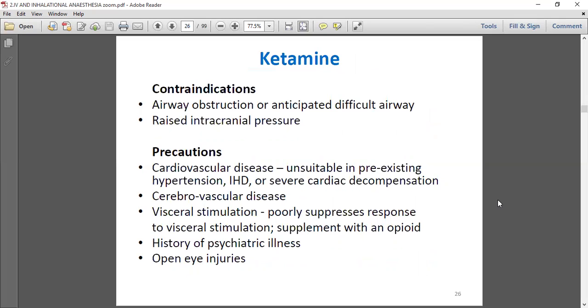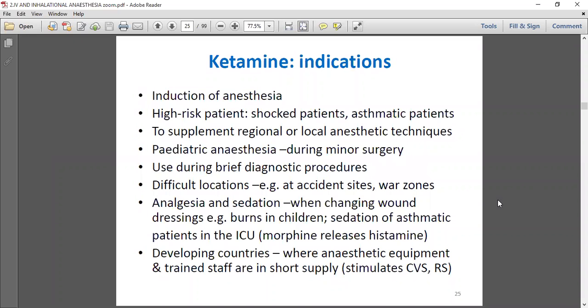So ketamine, the contraindications of ketamine: airway obstruction or anticipated difficulty in the airway, and raised intracranial pressure. Remember, when you have raised intracranial pressure and you give it, the drug itself causes raised intracranial pressure. I think that's why they say even in the eye. But remember that the eye also has nerves leading to the brain.